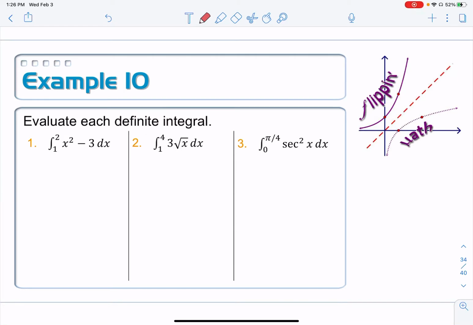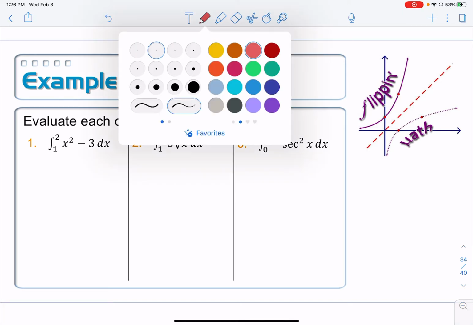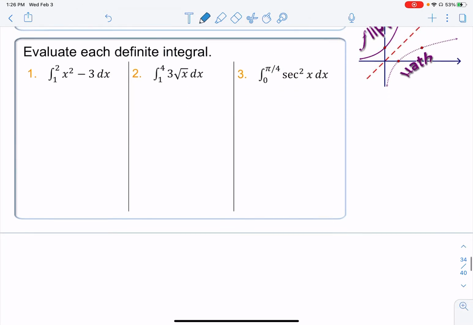All right, if these examples appeared in the previous lesson, some of them, like the first one, we could have done, we just wouldn't have liked it. But the second one and the third one would have been really tough to do. But now with the fundamental theorem of calculus, it's a piece of cake. Here, let's just take a look.